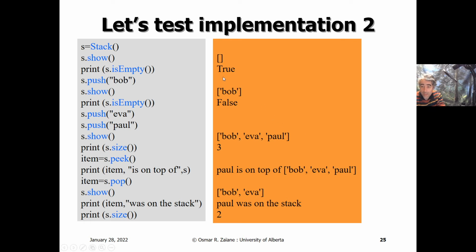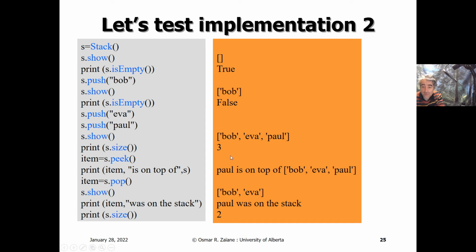Okay, when I start in the beginning, it's empty, and yeah, it shows me that it's empty. When I add Bob, I can see Bob, and it's not empty anymore. When I add Eva and Paul, I can see them in order. Ooh, look at that. The end is the top, and indeed, Bob was added in the beginning, and then I have Eva, then I have Paul. So my top is at the end. It's the reverse of before, of implementation 1.